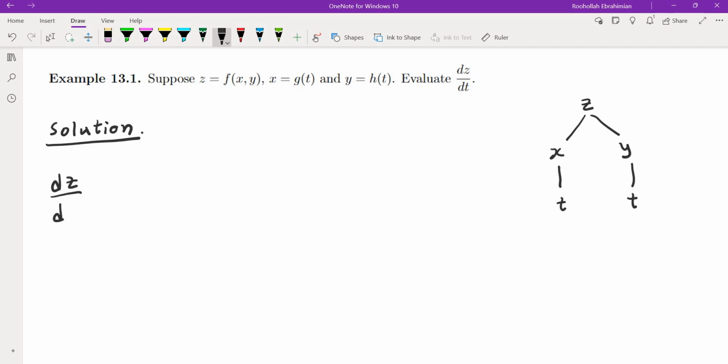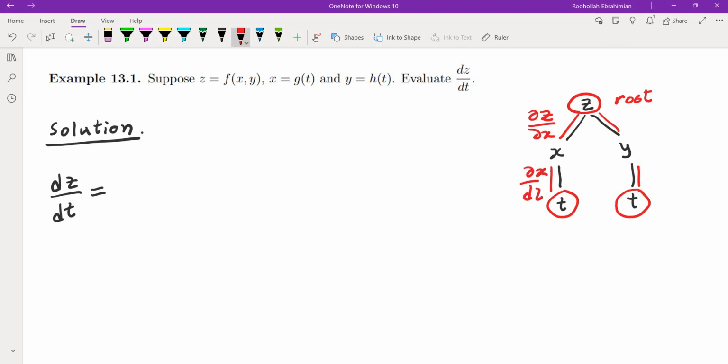In order to evaluate the derivative of z with respect to t, we'll have to start from z, called the root of this tree, and end with the variable t, which is what we're trying to differentiate. We're going to go along these paths from z all the way to t. There are two such paths. For each one of them, we are going to take the derivative. So this would be partial z with respect to x, partial x with respect to t. Although because x is only a function of t, we could also write this down as the regular differentiation. Derivative of y with respect to t and partial of z with respect to y.